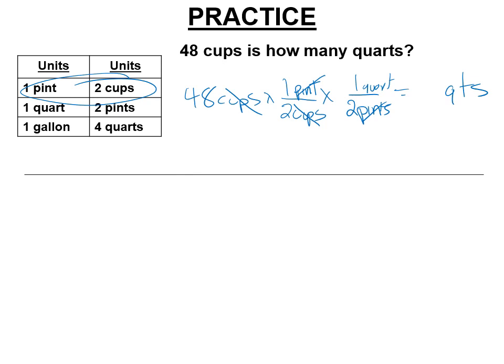We've canceled the pints, so it's 48 times 1/2 times 1/2. Well, let's do some canceling. 2 times 2 is 4, by the way, and do 4 into 48, or I'm just going to do it the slower way. 2 goes into 48 24 times, 2 goes into 24 12 times. So 48 cups is 12 quarts, right? Because 1 pint equals 2 cups, 1 quart equals 2 pints.